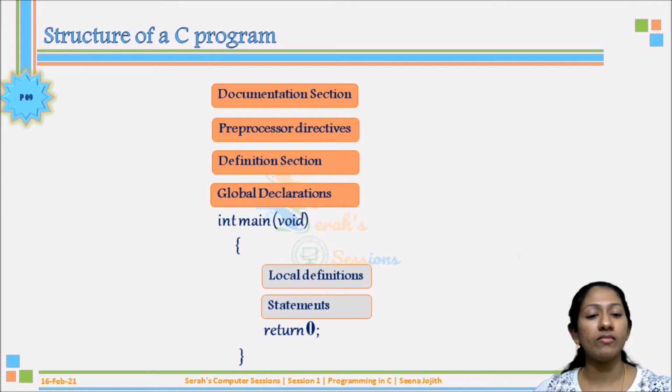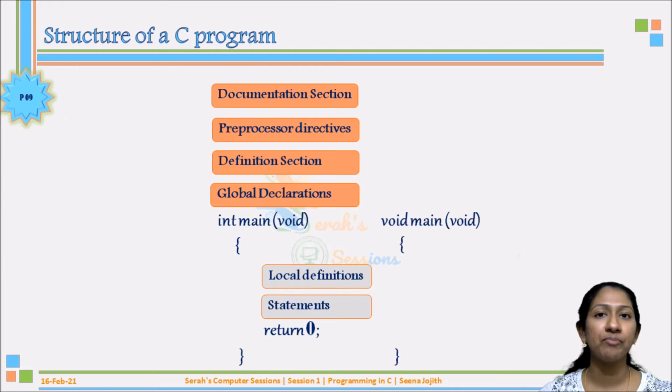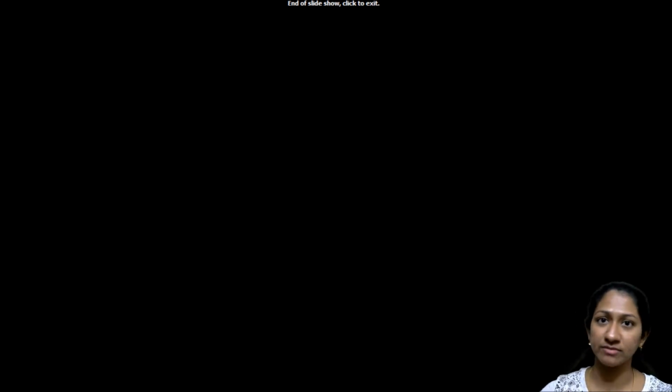So now let me take you to another variation of the main function, and that is with the return type void. So if I am using void as my return type, I should not write a return statement at the end of the main function. Okay, I hope you understood this session.